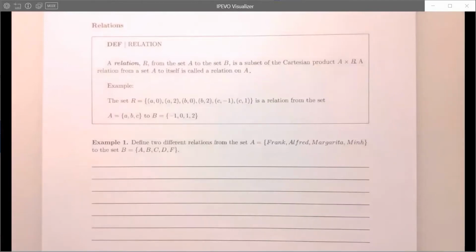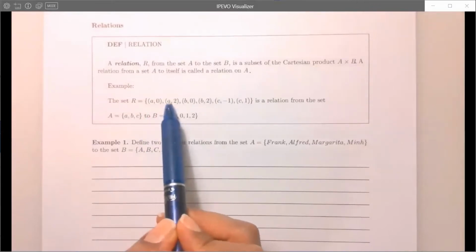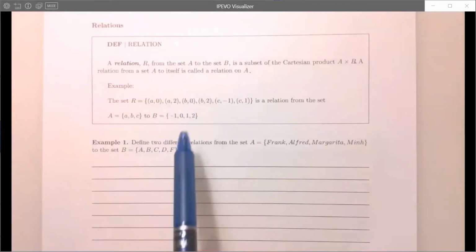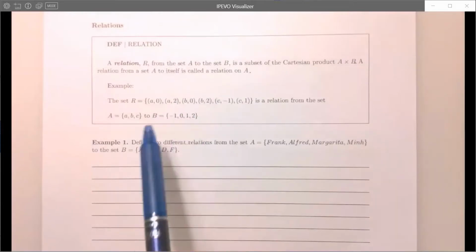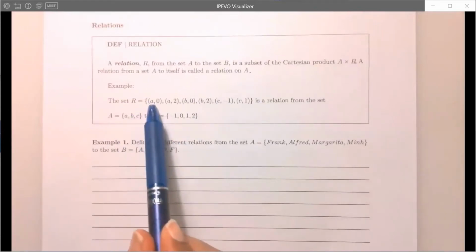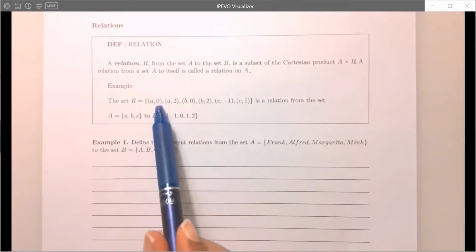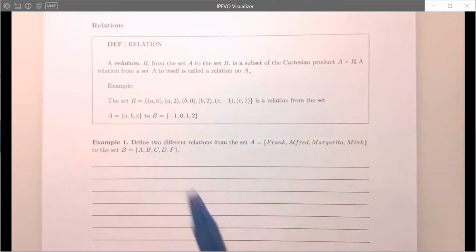Now the set R, for instance, that contains the ordered pairs (a, 0), (a, 2), (b, 0), (b, 2), and so on and so forth, is a relation from the set A to the set B. If you notice, the first coordinate of each pair is taken from the set A, and the second coordinate is taken from the set B. Because we have a few pairs from the complete Cartesian product A cross B, R is considered to be a relation.